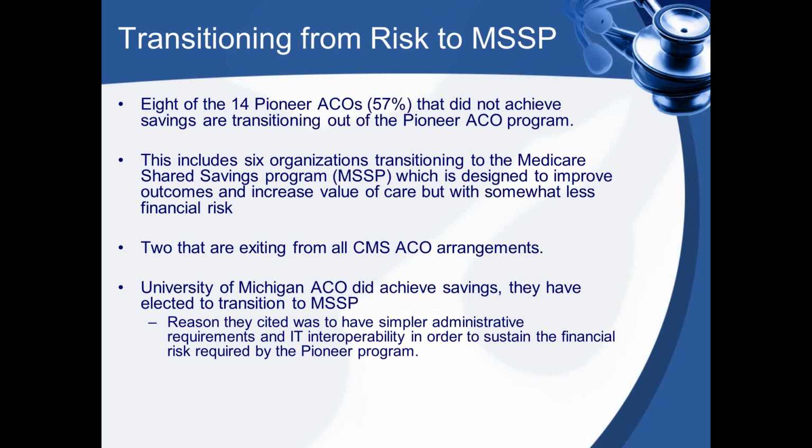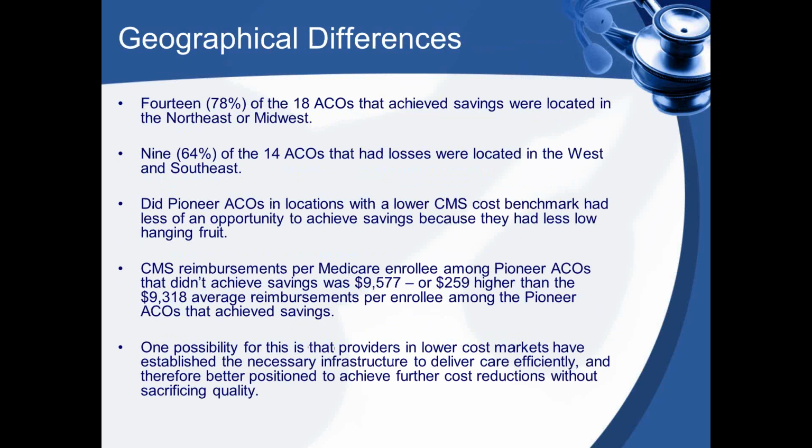The big thing is most all the pioneers now have transferred from the risk to more of the MSSP model, where there's less risk. 8 of the 14 Pioneer ACOs that did not achieve savings are transitioning out of the Pioneer ACO program. That includes 6 organizations that are going into the MSSP and 2 that are exiting altogether. The University of Michigan, they didn't make its savings, but they've decided the MSSP is a much simpler infrastructure to sustain the goals and not to bear the financial risk, so they're going to transfer into the MSSP program.